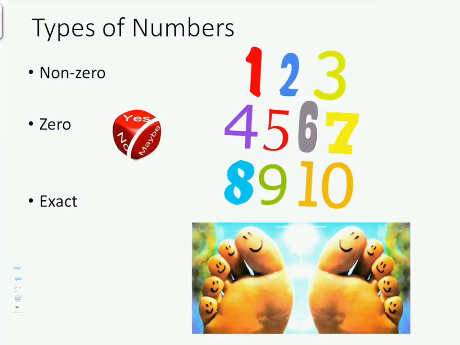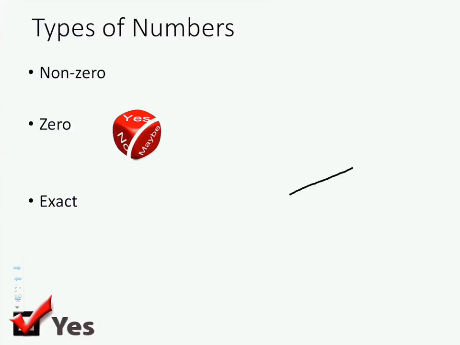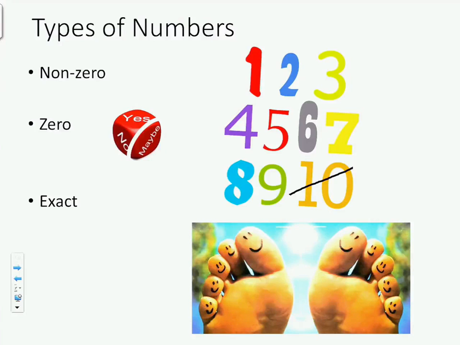Okay, so there are a couple different types of numbers. The first type of number is a non-zero number. That is all of the numbers that you see here, the 1, 2, 3, 4, 5, 6, 7, 8, 9, and 10. All of them that are not zero are considered significant. 10, we're not going to worry about, because that is going to be related to our zero. So let's just think about 1 through 9. All of these numbers, if you ever see them reported in a measurement, are always considered significant.